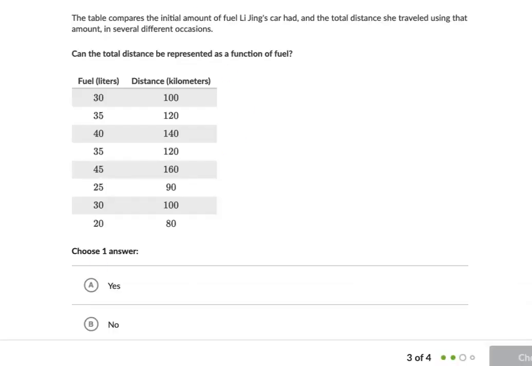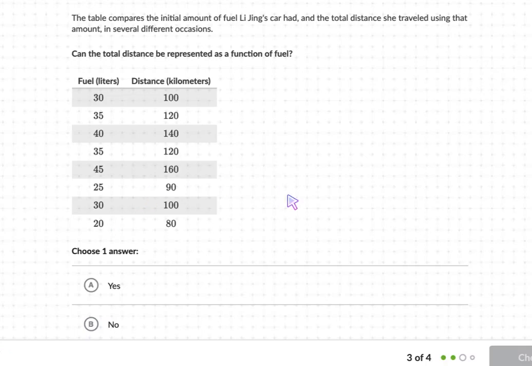All right, let's take a look at this problem, see if we can identify if it's a function or not from a table. The table compares the initial amount of fuel that Li Jing's car had and the total distance she traveled using that amount in several different occasions. They're asking, can the total distance be represented as a function of fuel? So they're basically saying, is this a function or not?